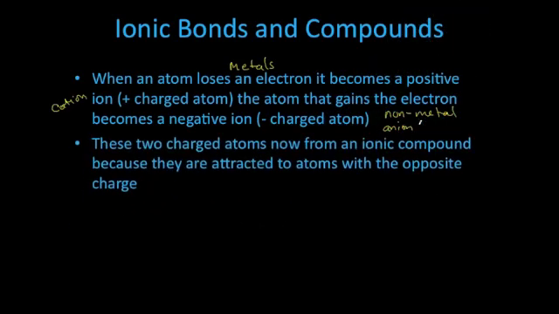Okay. These 2 charged atoms form an ionic compound because they're attracted to each other, because they have opposite charges. So the metal gives up the electron and becomes positive. The atom that takes the electron becomes negative. They have opposite charges, and opposite charges attract. Okay?